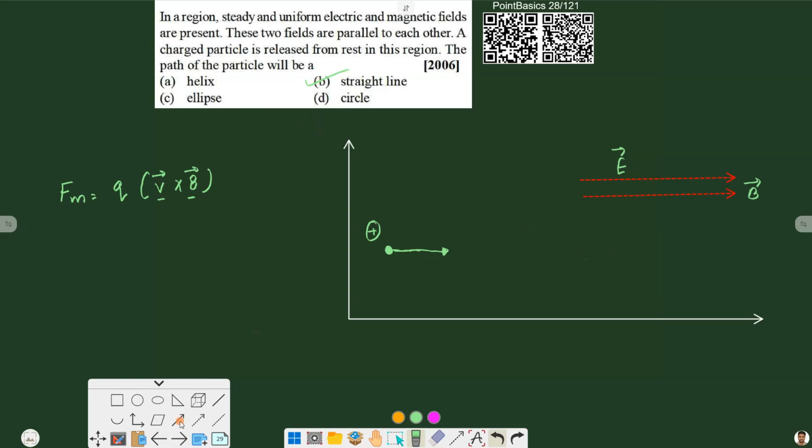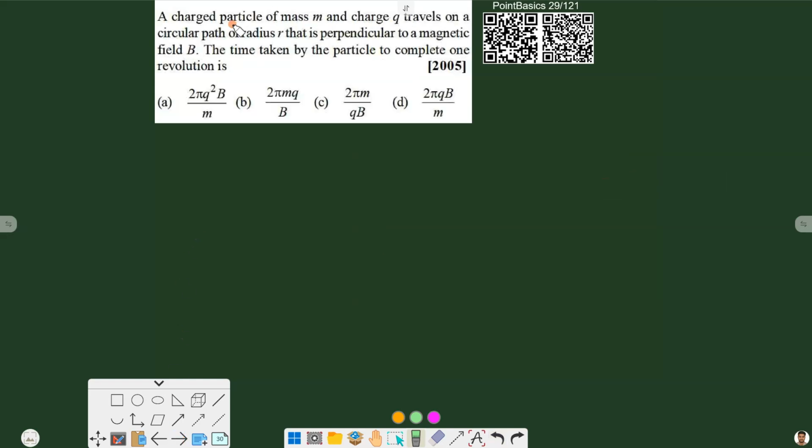Moving to the next one. A charged particle of mass m and charge q travels on a circular path of radius r that is perpendicular to magnetic field B. Time taken by the particle to complete one revolution. So suppose its velocity is v, then the radius, we know, is given by mv by qB, and from this we can find that velocity will be r q B by m.